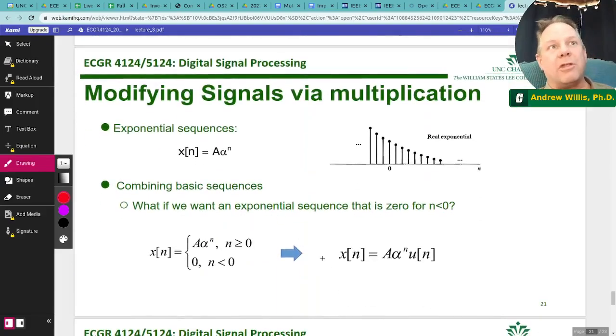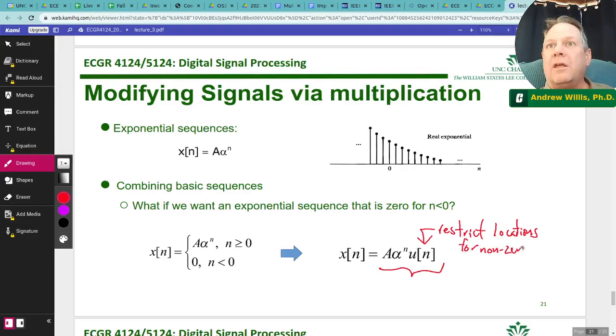We talked about exponential sequences quite a bit, so I'm not sure that I need to talk about this, but we can also combine sequences. If you have the exponential function and you multiply it by a step function, the step function serves to restrict the locations of non-zero values. Multiplying by the step function makes the function 0 in this domain, and then it has the behavior of alpha to the n in this domain.